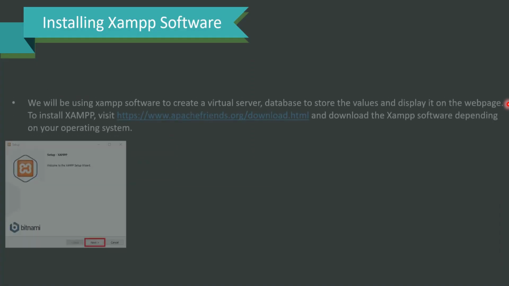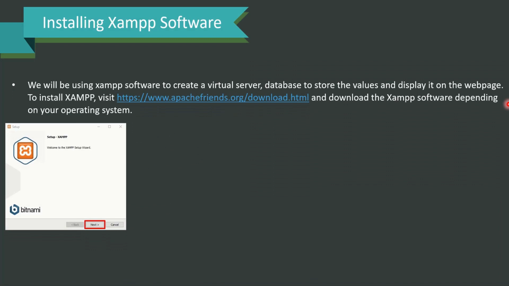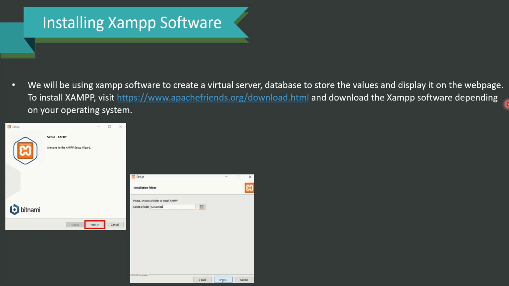Installing Xampp software. We will be using Xampp software to create a virtual server, a database to store the values and display it on the web page. To install Xampp, visit apachefriends.org/download.html. The page link is given in front of you, and download the Xampp software depending on operating system that you are using.